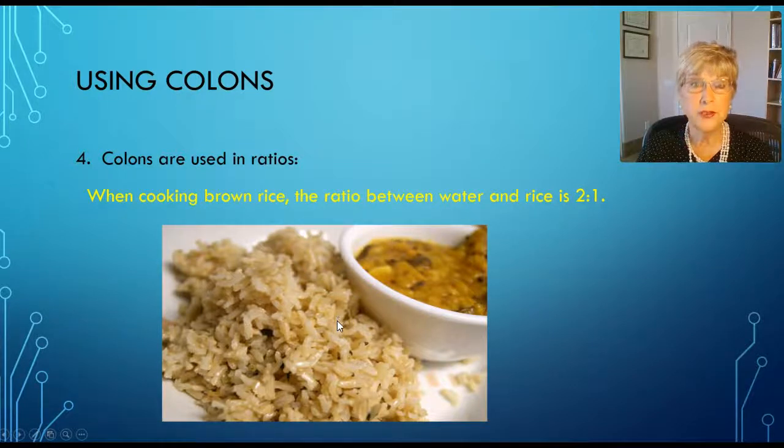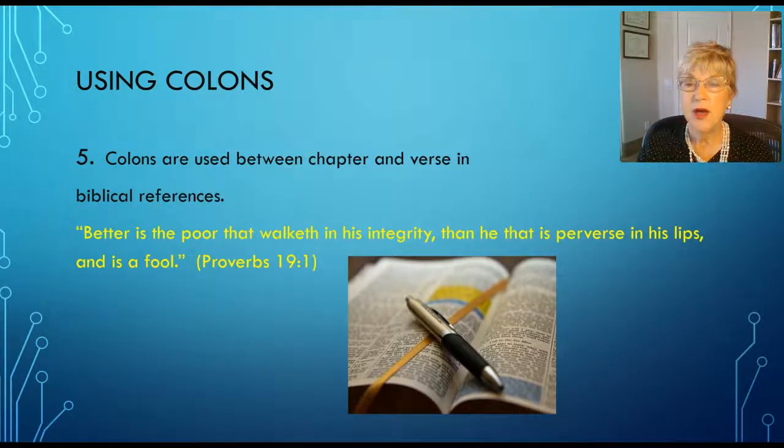Colons are also used in ratios. We know that from our math classes. They're also used in cooking. When cooking brown rice, the ratio between water and rice is 2:1. Colons are used between chapter and verse in biblical references. So here we have our quote from the Bible, and then enclosed within parentheses is our citation, Proverbs. The chapter is 19, colon, and then the verse.